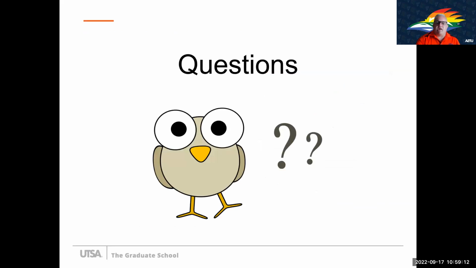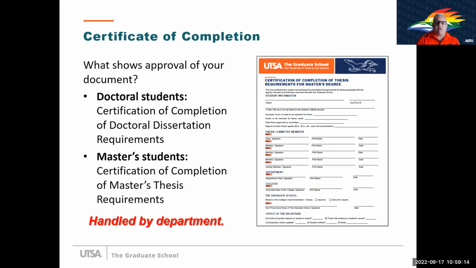Certificate of completion, for thesis or dissertation, is nothing that you have to worry about. This will be handled by your department. The admin may say, hey, can you take this to your committee and get their signatures? And that's fine. But ultimately, as far as submission to the graduate school, that is handled by your department.